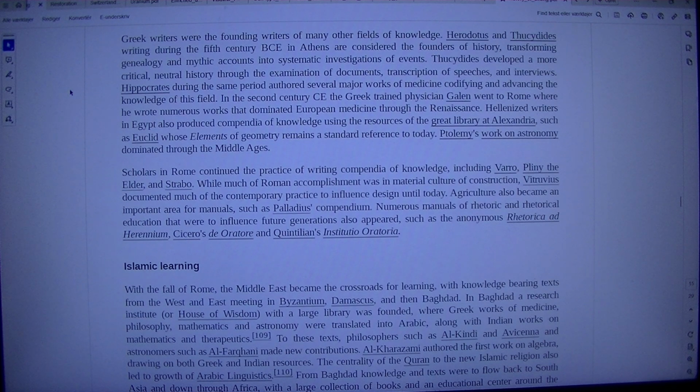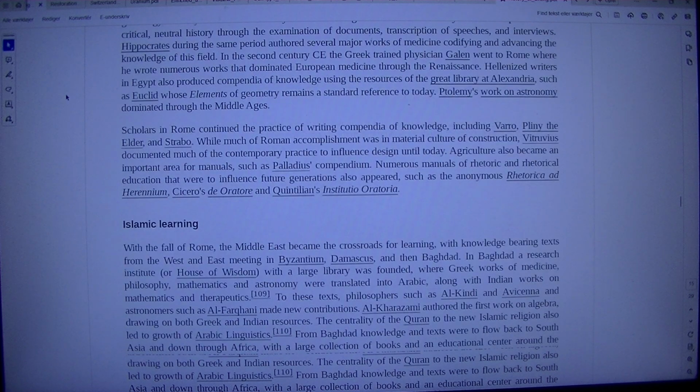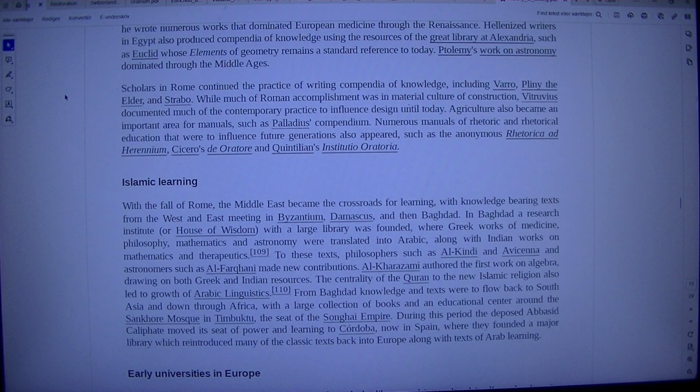In the 2nd century CE, the Greek-trained physician Galen went to Rome, where he wrote numerous works that dominated European medicine through the Renaissance. Hellenized writers in Egypt also produced compendia of knowledge using the resources of the great library at Alexandria, such as Euclid, whose Elements of Geometry remains a standard reference to this day. Ptolemy's work on astronomy dominated through the Middle Ages.